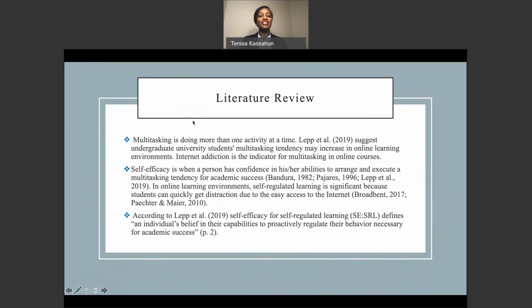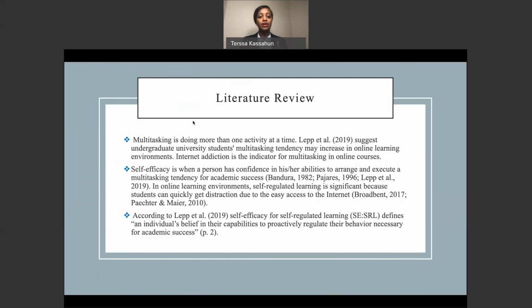In my literature review, multitasking is doing more than one activity at the same time. For example, a student can listen to the professor teaching online, while also surfing the internet, text messaging, or replying to email. One of the significant indicators of multitasking is internet addiction. And in the passages, undergraduate university students' multitasking tendency may increase in the online learning environment.